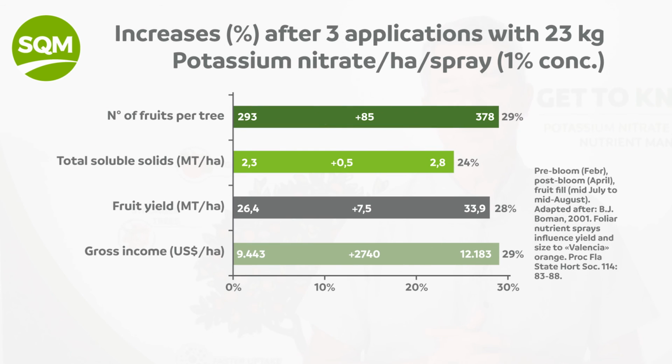This is other work done by Bondman in 2001, also on oranges, Valencia oranges. He sprayed 3 applications at 1% of potassium nitrate. The number of fruits per tree increased by 29%. The TSS, or total soluble solids, increased by 24%. The yield increased in metric tons per hectare by 28%. And most importantly, the gross income in dollars per hectare increased by 29%.